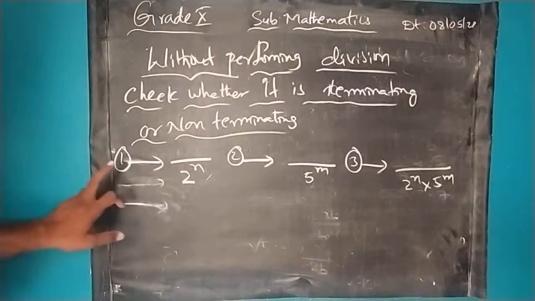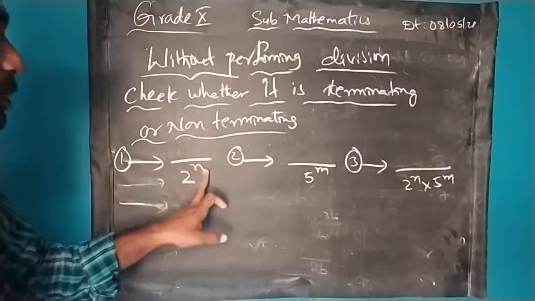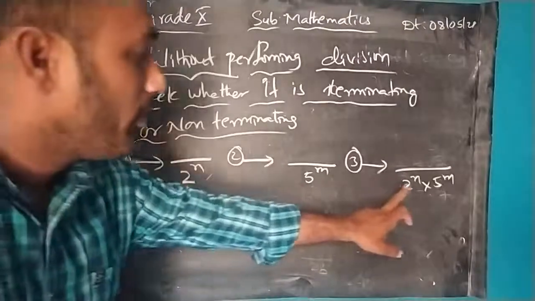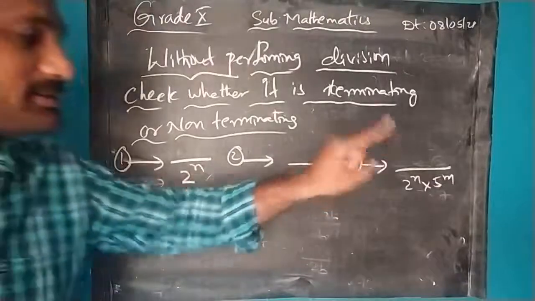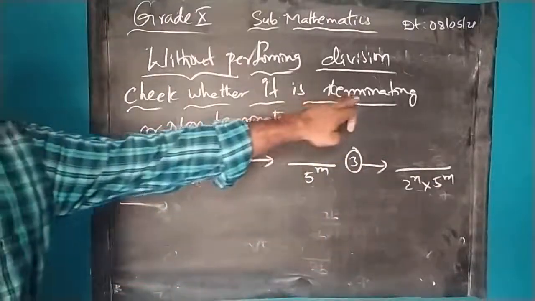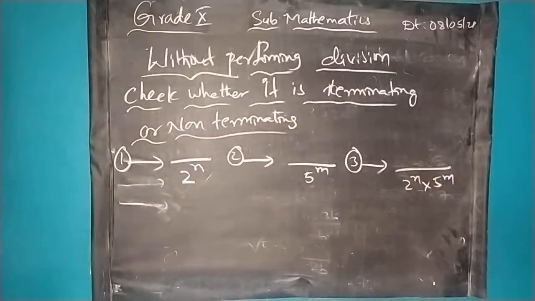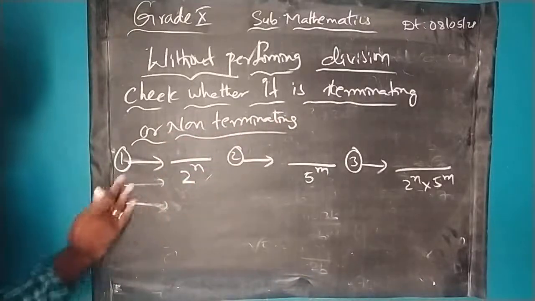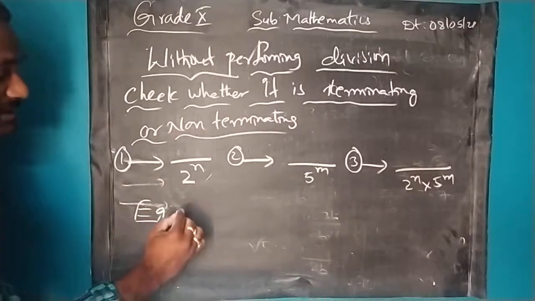So very important, these 3 rules. If the denominator is expressed in the form of 2 power m, or 5 power n, or 2 power m into 5 power n, then in any of these 3 cases, if even one case is there, I can directly call it terminating. If it is not there, I will call it non-terminating. Let us understand by taking a clear example.